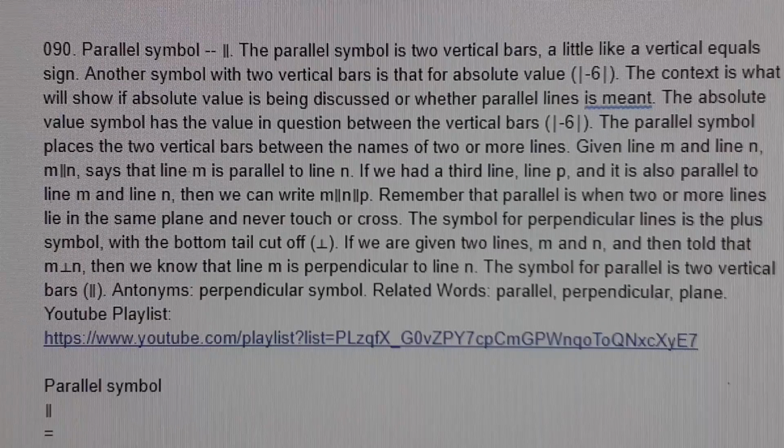The symbol for parallel is two vertical bars. Antonyms: perpendicular symbol. Related words: parallel, perpendicular, plane.